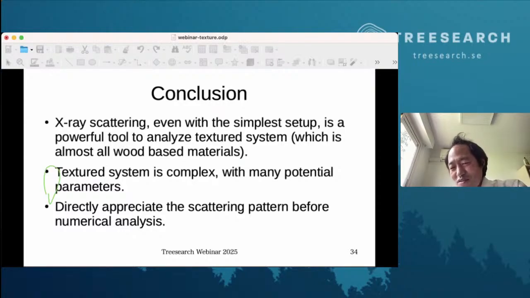People tend to jump into the analysis of integration and peak fitting or scattering intensity fitting, but the direct two-dimensional image is telling a lot of the history of the sample. I hope I've convinced you of this. Thank you very much for your attention.